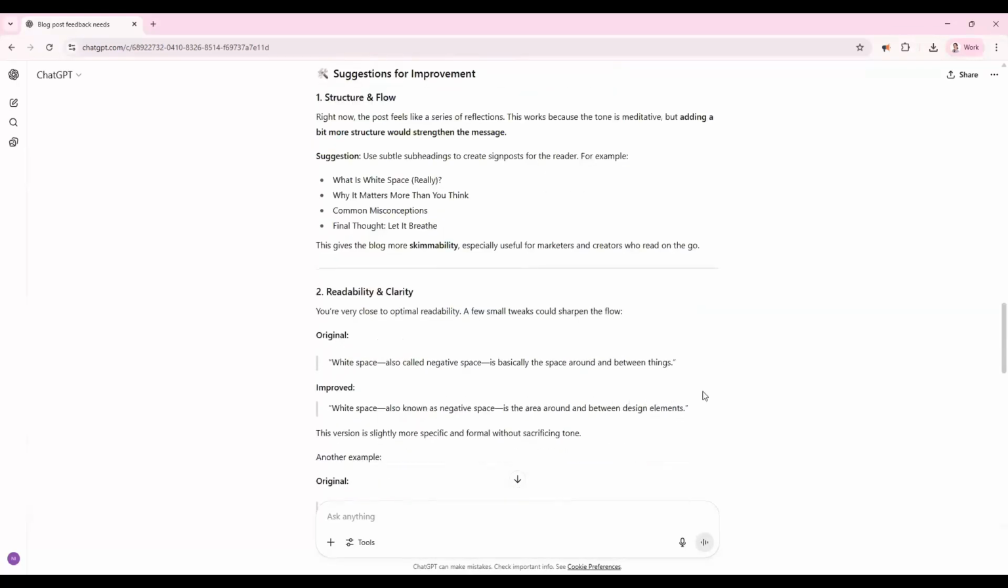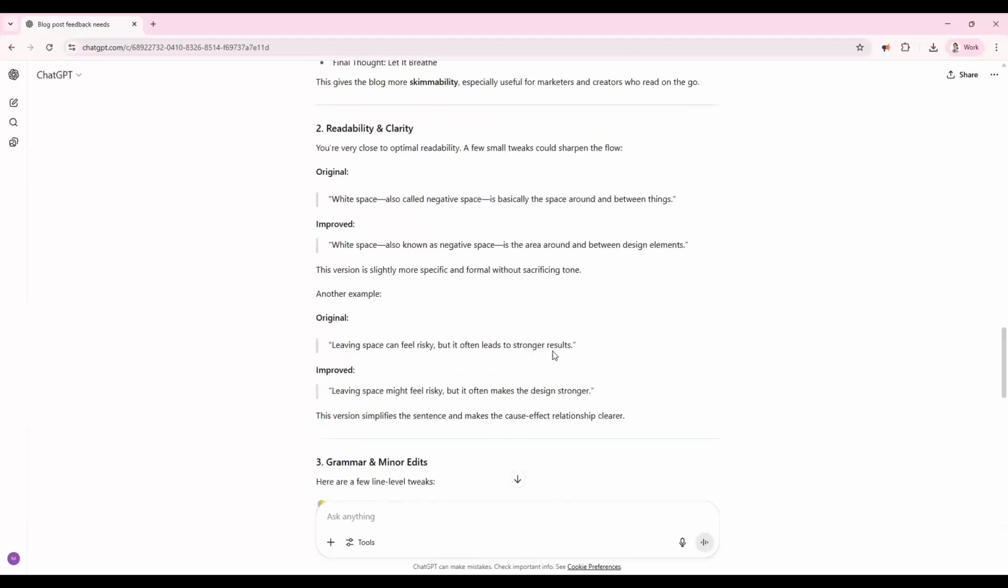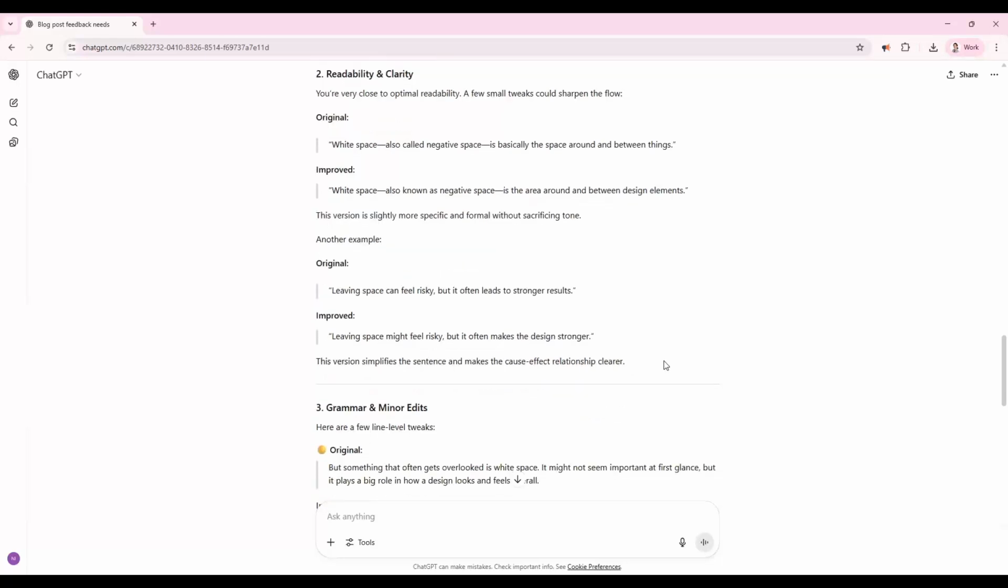So readability and clarity, there's really just a few small tweaks that they would make if it was them writing the blog. And again, you don't have to take on board all of these suggestions, but again, there's likely to be a few there that you think are good and you want to take on board.